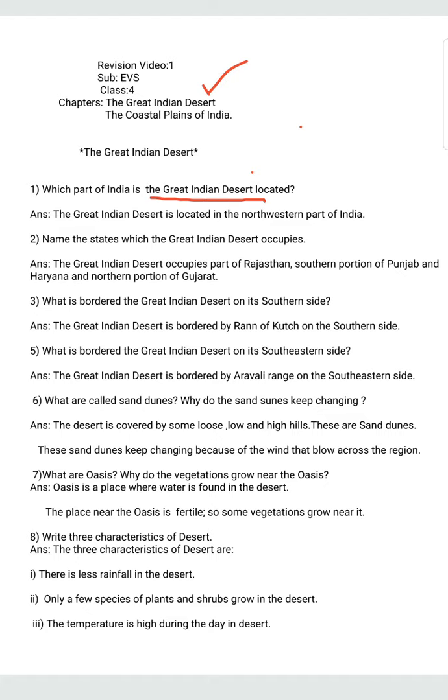The Great Indian Desert is located in the northwestern part of India.